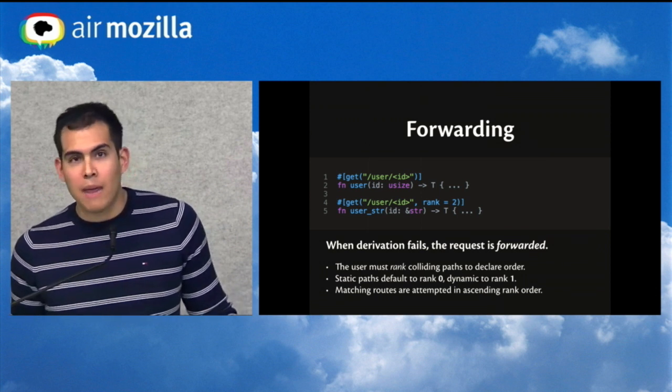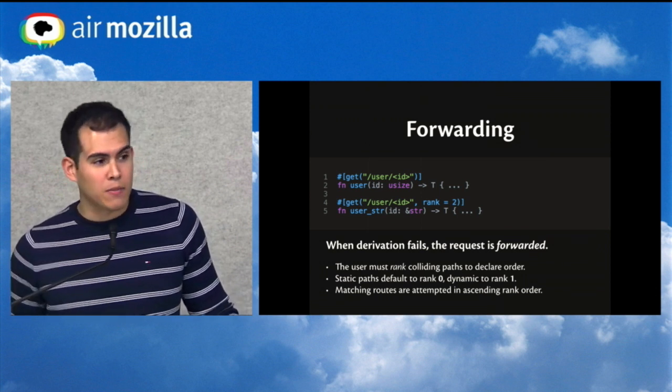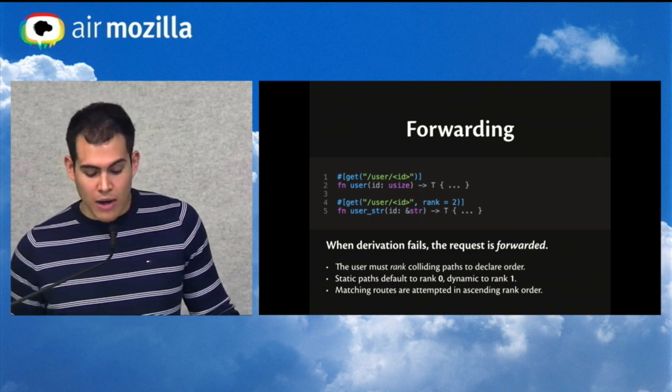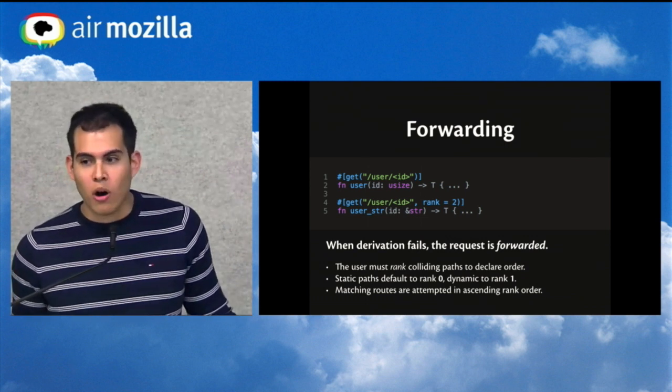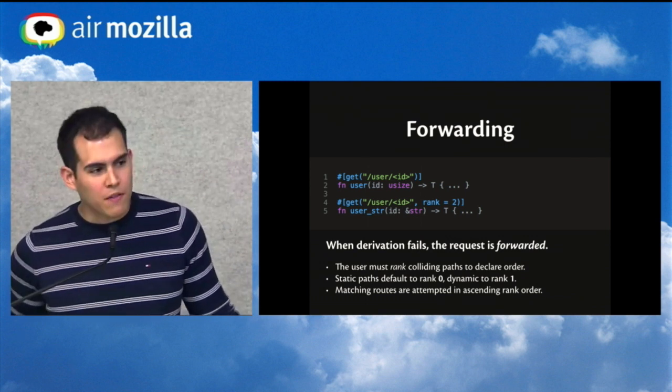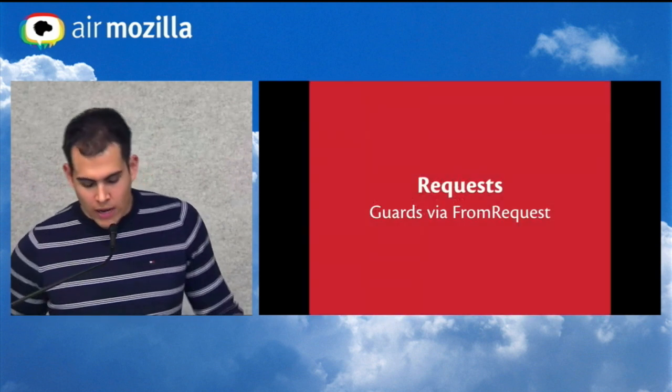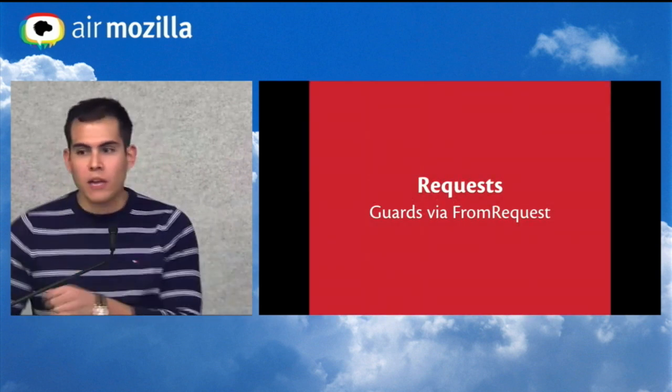In this case, if we had a request to user/Michael, for example, Rocket would first try the route on the top. That route would fail because we can't parse Michael into usize, so Rocket would then try the next rank route, in this case the one at the bottom. Anything parses as a string, so that one will always pass. By the way, feel free to ask any questions if something is not clear. Okay, so that's forwarding and ranking.